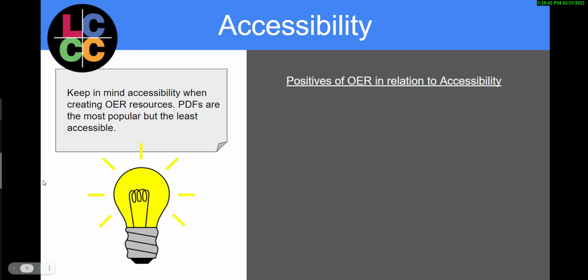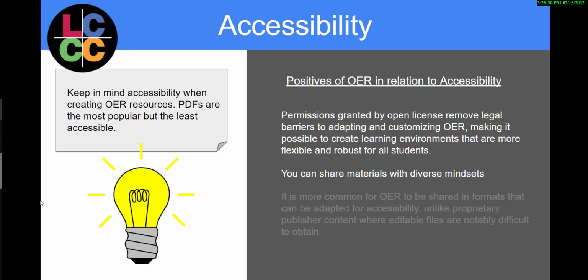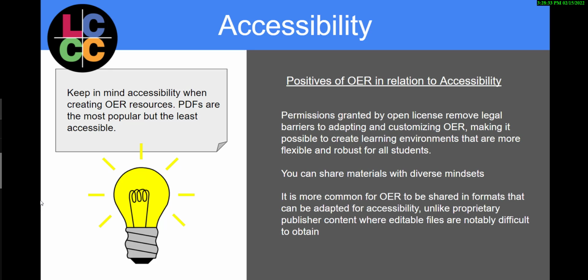Some positives of OER in relation to accessibility are that the permissions remove legal barriers when customizing OERs, so it's possible to create learning environments that are more flexible and robust for all students. You can also use real-world examples from your state or hometown. You can share materials with diverse mindsets, not just a specific group in college who can afford the materials. And it is more common for OER to be shared in formats that can be adapted for accessibility, unlike publisher content where editable files are hard to obtain.